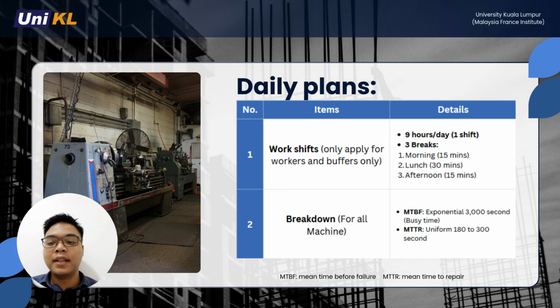In the simulation, daily plans are implemented to simulate the real working environment of a manufacturing line and workers. The work shift runs for 9 hours per day, including 3 breaks, morning, lunch, and afternoon, which only apply to workers and buffers. Machine breakdowns are a common occurrence in a manufacturing line. To implement the breakdown in the simulation, all machines have an NTBF of exponential 3000 seconds using busy time, and an MTTR of uniform from 180 to 300 seconds.